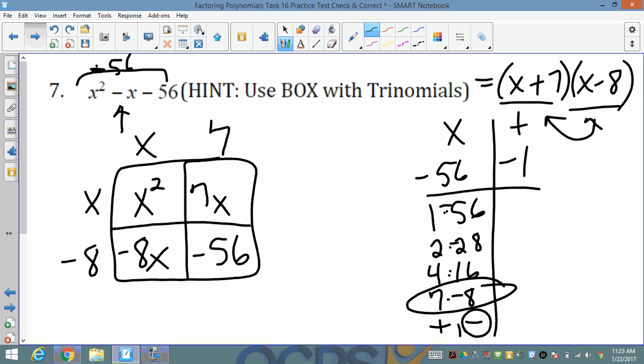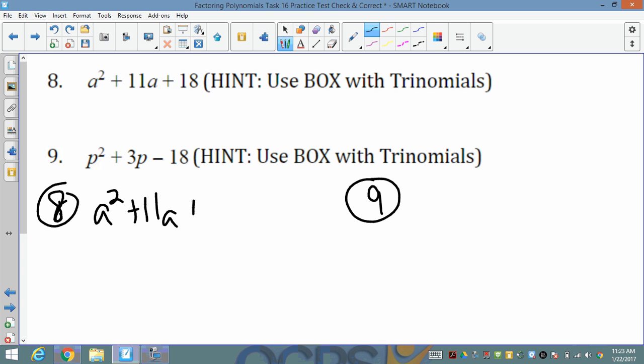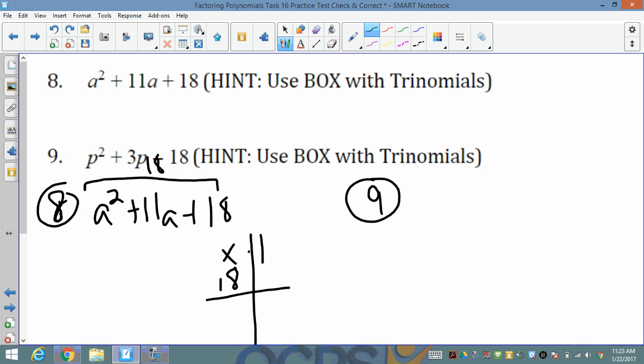Okay, we're almost halfway there. Let's take a look at number 8 and number 9. What I'm going to do with number 8 and number 9 is just kind of get you started so that you can find your two numbers, because that's the hardest part. So on number 8, if I multiply 1 times 18, I get 18. So I need to multiply to 18 and add to 11.